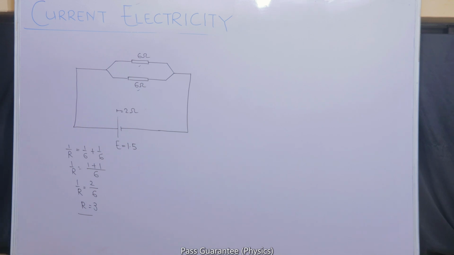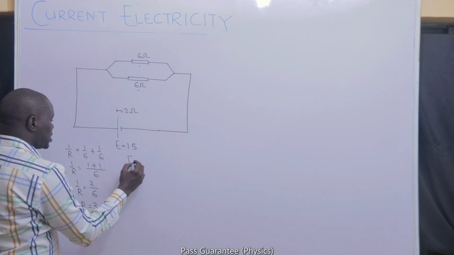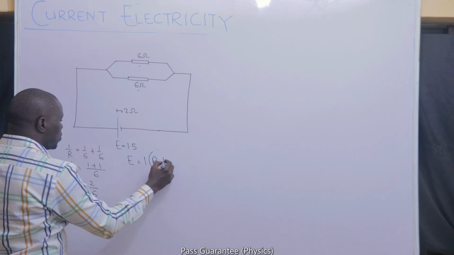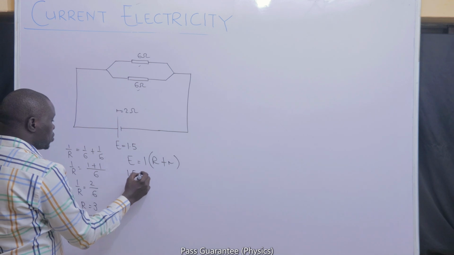We have to find the current supplied by the cell. The value that we are given now is the EMF, so we use the formula for EMF. Because there's now an internal resistance, EMF should be equal to I open bracket R plus r. We gave that earlier. So our EMF 1.5 must be equal to our I.